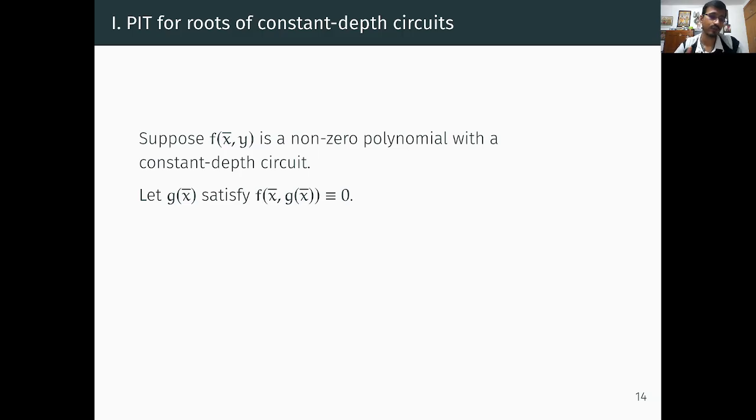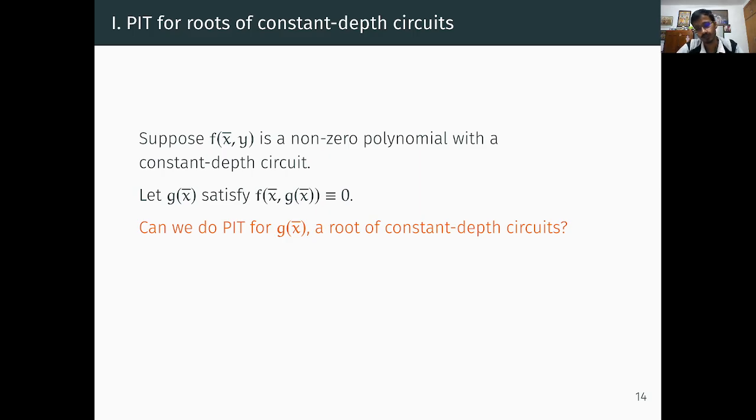That is, if you take f of x comma y and plug in G of x in the place of y, then you'll get the identically zero polynomial. So in that sense, G is a root of f. So the question is, can we do PIT for such a polynomial, which is the root of a constant depth circuit? So remember that the hitting set generator we saw helps you do PIT for constant depth circuits, but what about roots of constant depth circuits? A natural question here is, does this root have a constant depth circuit?